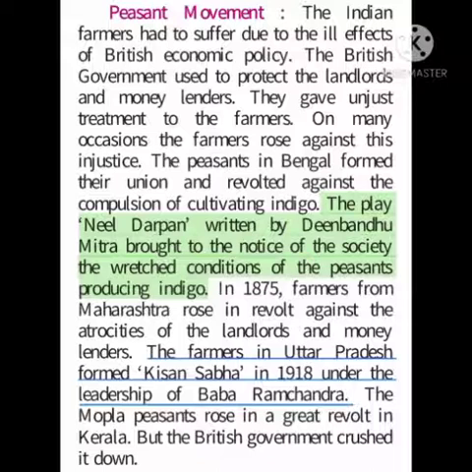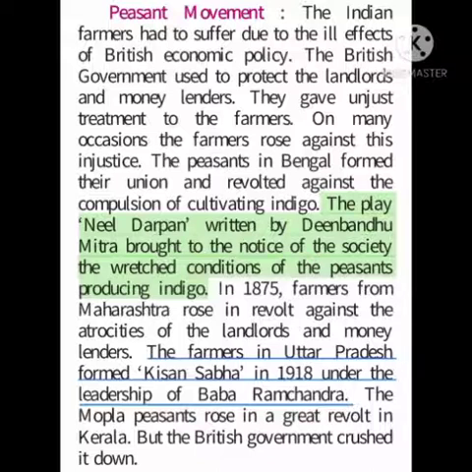Similarly, in 1875, farmers from Maharashtra rose in revolt against the atrocities of the landlords and moneylenders. Atrocities means cruelty, injustice. Landlords and moneylenders used to be very cruel with the peasants in Maharashtra by asking them to pay land tax on time, and if failed, their lands were confiscated.